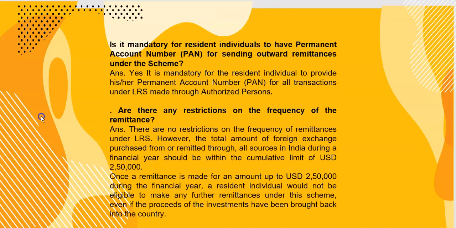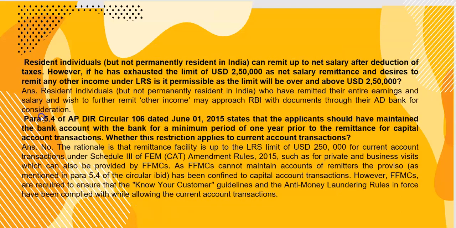Is it mandatory for resident individuals to have a permanent account number? Yes, it is mandatory. Is there any restriction on the frequency of remittances? There are no restrictions on the frequency of remittances. However, the total amount should not exceed $250,000 per financial year. Once a remittance is made up to the limit during a financial year, a resident individual would not be eligible to make any further remittances under the scheme, even if the proceeds of the investment have been brought back into the country. So even if the investment has been brought back, he cannot make further remittances abroad.